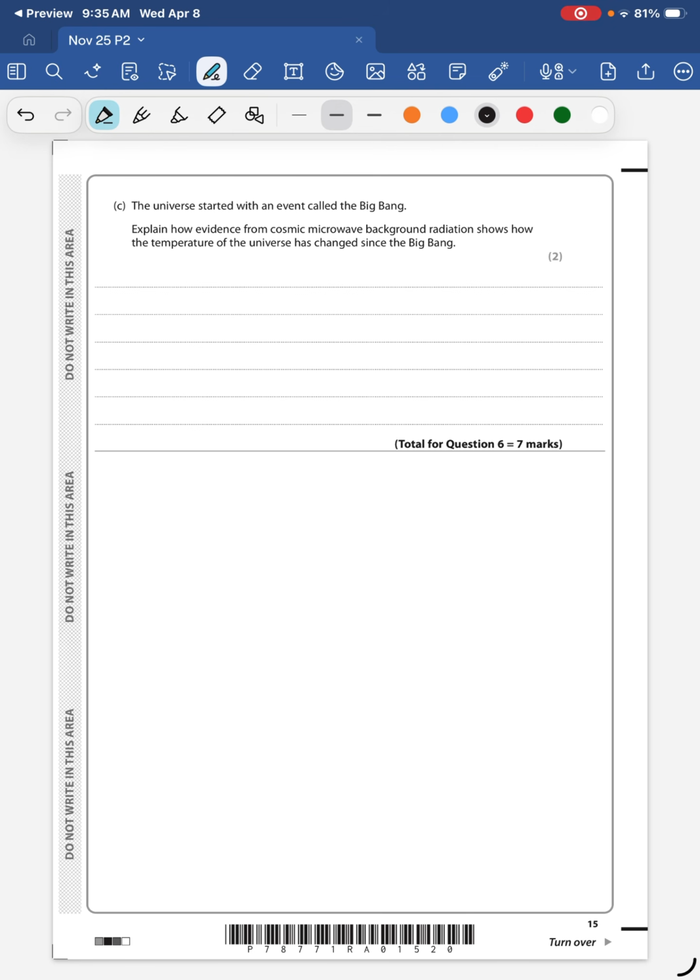The universe started with an event called the Big Bang, not the series, the actual thing. Explain how evidence from cosmic microwave background radiation shows how the temperature of the universe has changed since the Big Bang. By the way, this cosmic microwave background was discovered by Penzias, I think. These guys were engineers, and I think they discovered this by accident. They were trying to investigate something else. But don't quote me on this because I haven't studied this in years. So please check my facts.